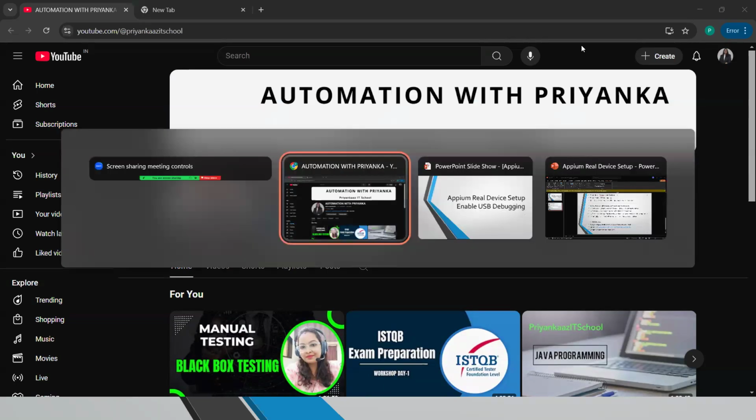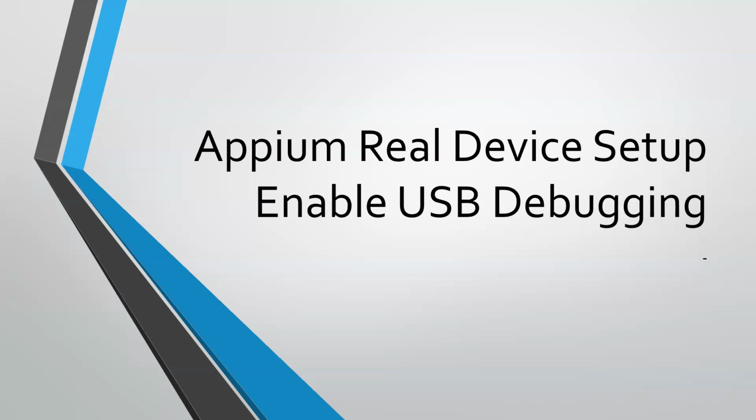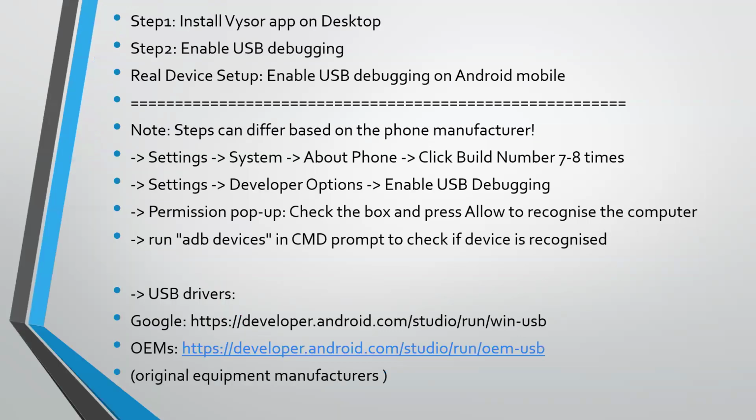Today in this session, I will be discussing Appium real device setup and how to enable USB debugging for Android. Okay, so the very first step is we need to connect our device with this machine, and through the device we will see how we can automate any mobile application, right? This is a real device setup.